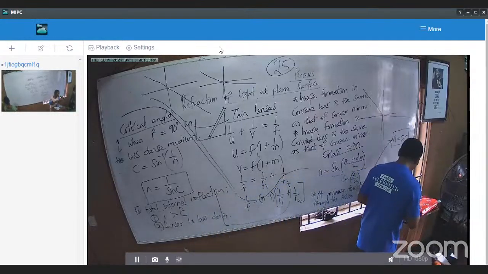Topic 25. So you guys are really enjoying physics now. So much power, so much strength you have when it comes to physics. So we go to examples.